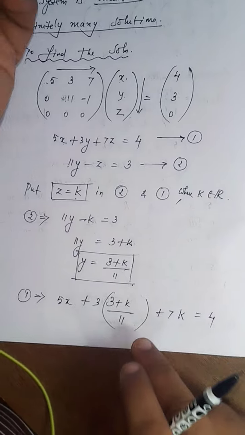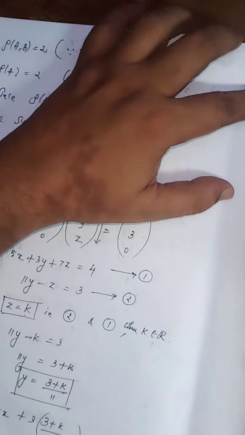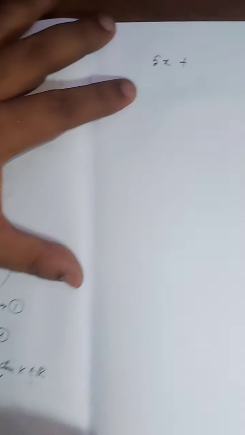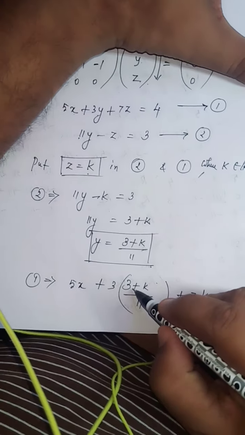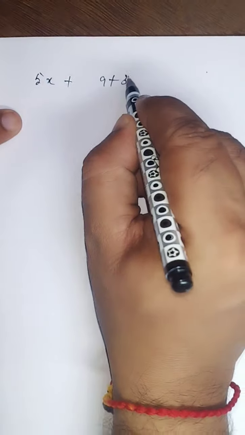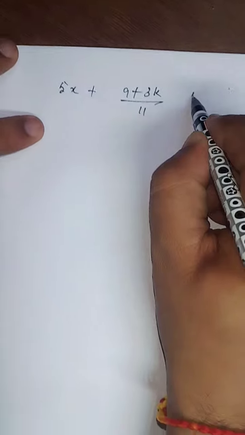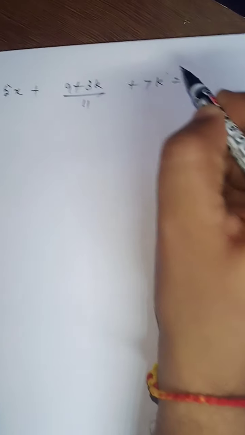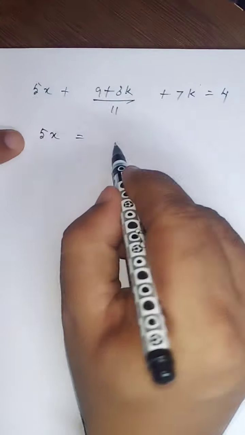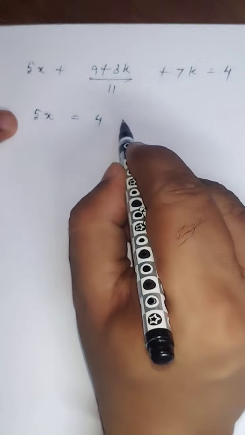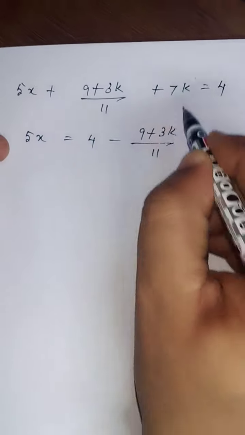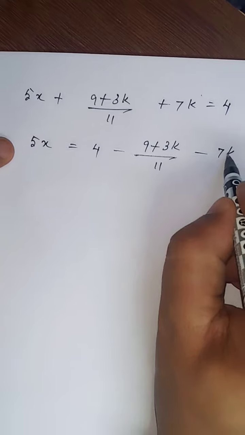From that you have to find out the value of x. I am retaining 5x plus 3 into 3 plus k. You can multiply 3 3s are 9 plus 3 into k, 3k. 9 plus 3k by 11 plus 7k, that is equal to 4. I am retaining x alone in the left hand side, others in the right hand side. 4, it comes right hand side minus of 9 plus 3k by 11, it comes right hand side minus 7k.